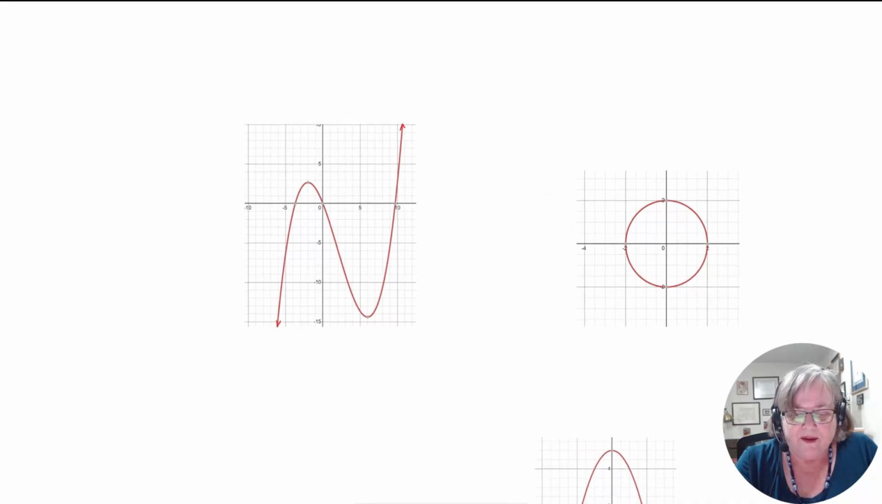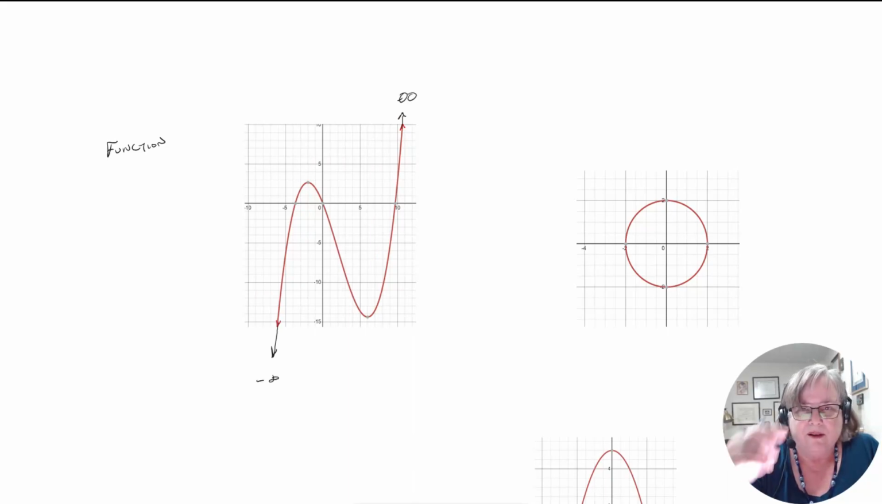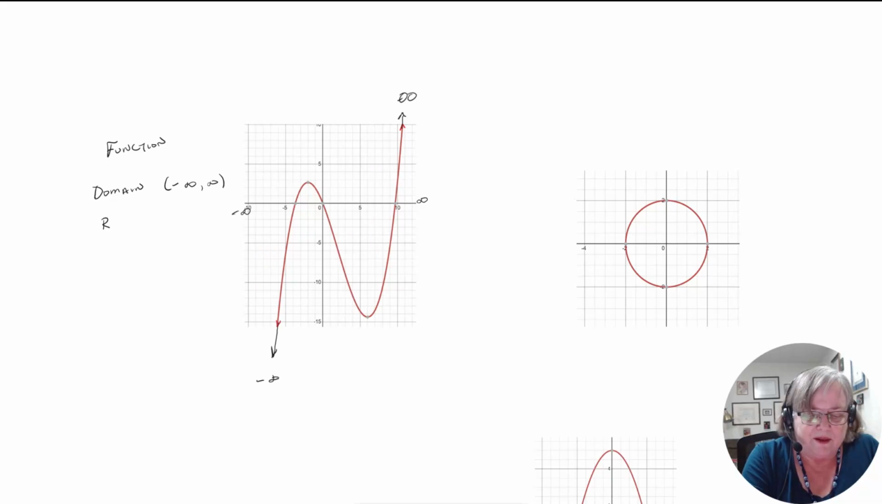This one, do you think it's a function? Does it pass the vertical line test? Yes, it does. Okay, so this one is a function. Now, this end goes down. This end goes up. So it's going to go negative infinity to positive infinity, down to up. Okay, so that's the range. Left to right, it's going to go negative infinity to infinity this way as well. So the domain is negative infinity to infinity, and the range is negative infinity to infinity.